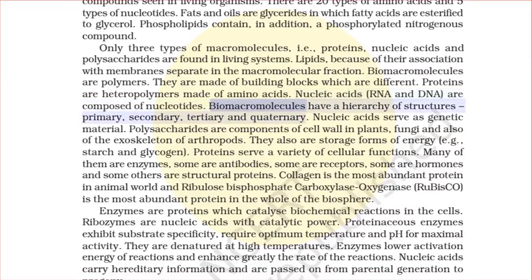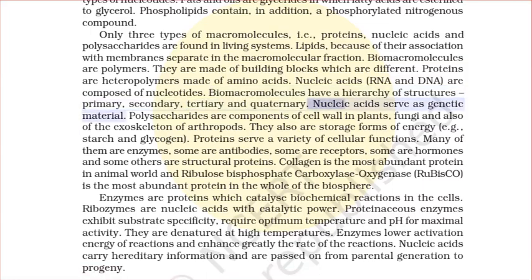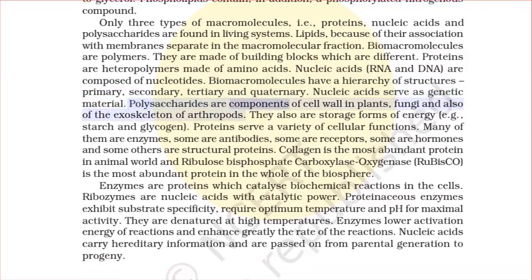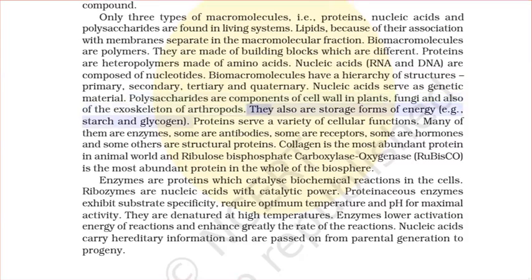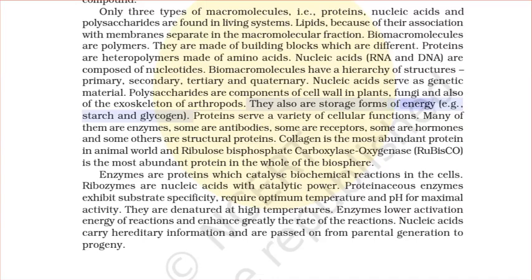Biomacromolecules have a hierarchy of structures: primary, secondary, tertiary, and quaternary. Nucleic acids serve as genetic material. Polysaccharides are components of the cell wall in plants, fungi, and also of the exoskeleton of arthropods. They also are storage forms of energy, e.g., starch and glycogen.